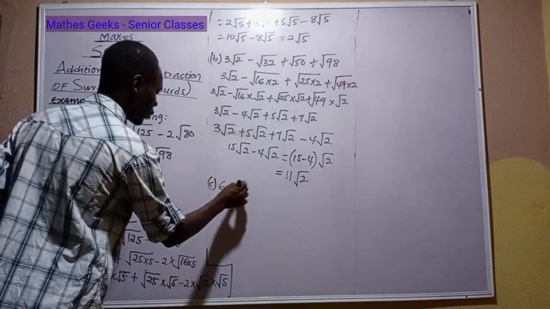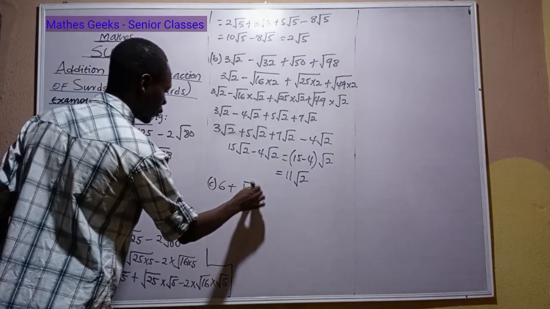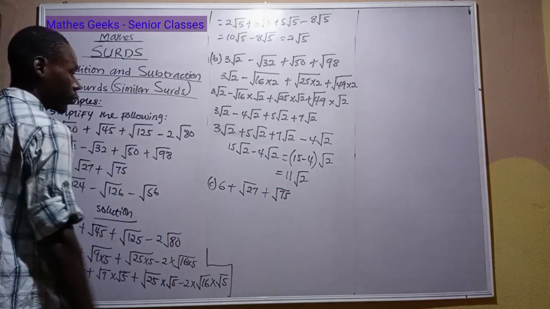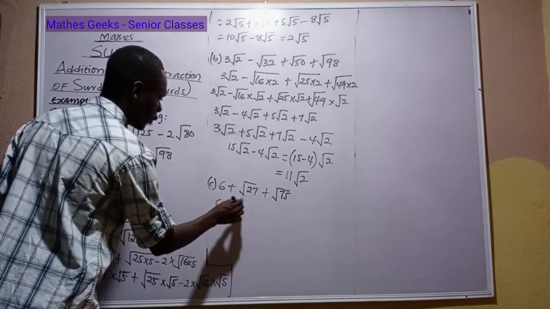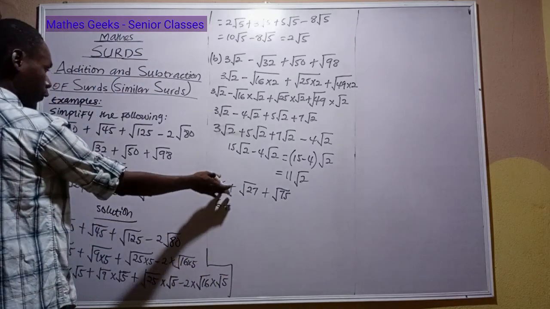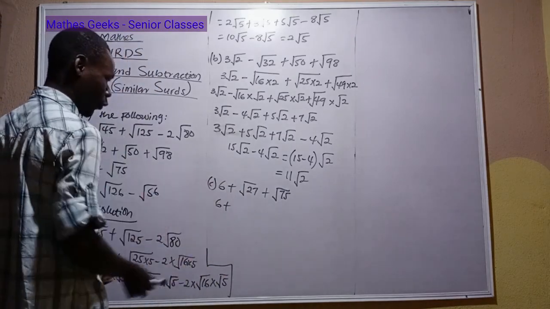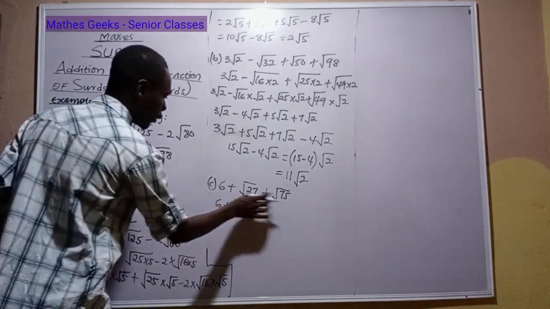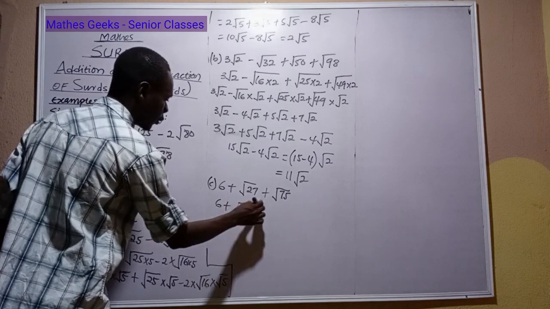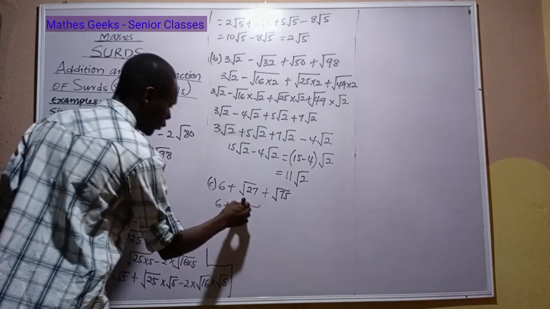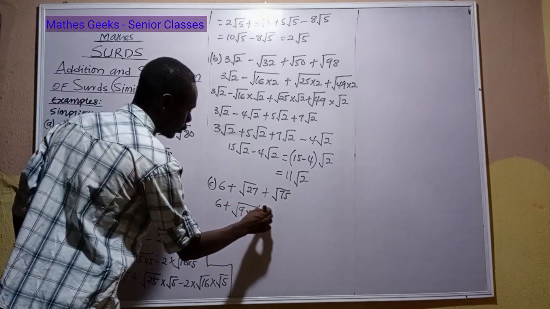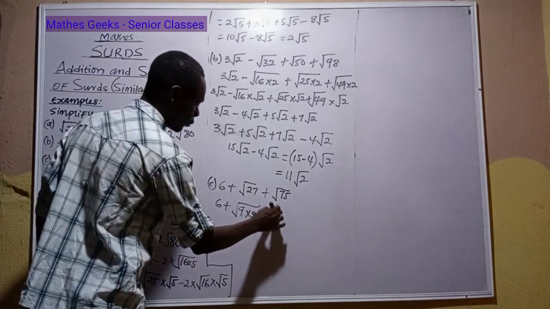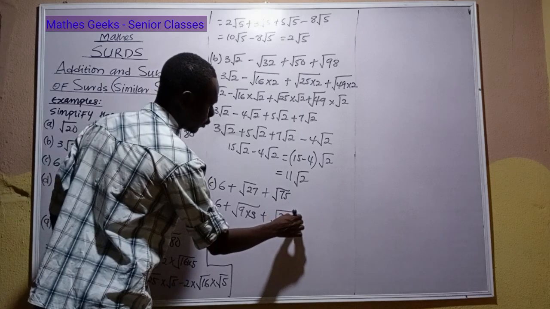6 plus root 27 plus root 75. So this will give us 6 plus, this one does not have roots, so we can't fabricate roots for it, so it's going to remain like this. Let's simplify this in a basic form. Root 27 is root 9 times 3, plus root 75 is root 25 times 3.